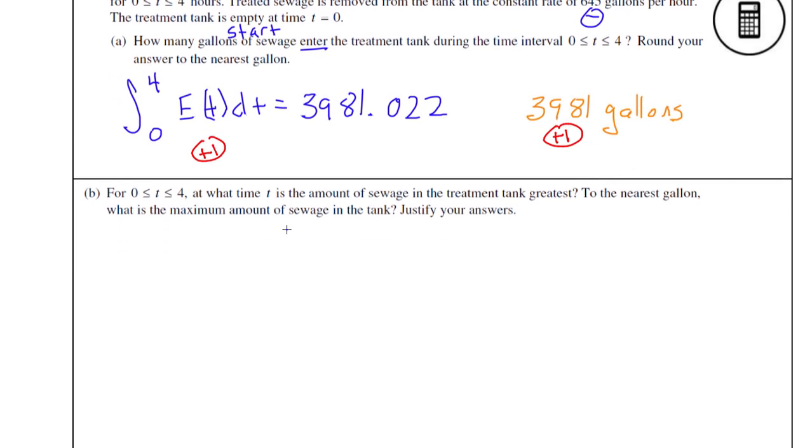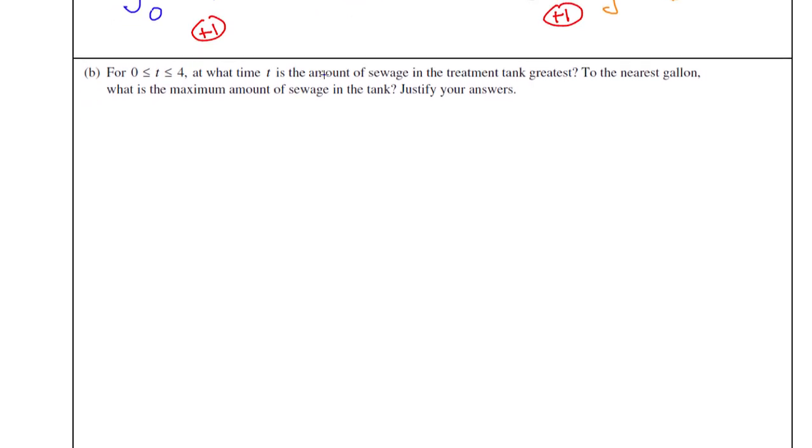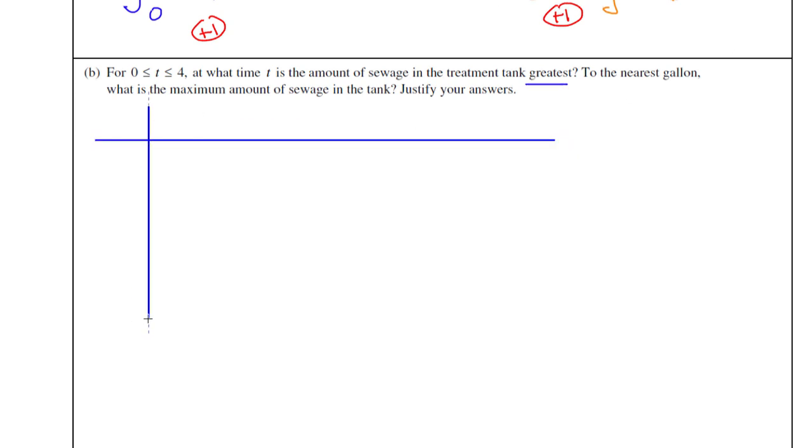Part B, and usually, whether or not you get points on the units, you can tell if it says use correct units or something like that, then it's going to be giving you a point for that. Part B, when is the sewage the greatest? This is looking for a maximum value, so that means I'm making a table of start plus change values. Let's go ahead and set up our table using my electronic ruler.